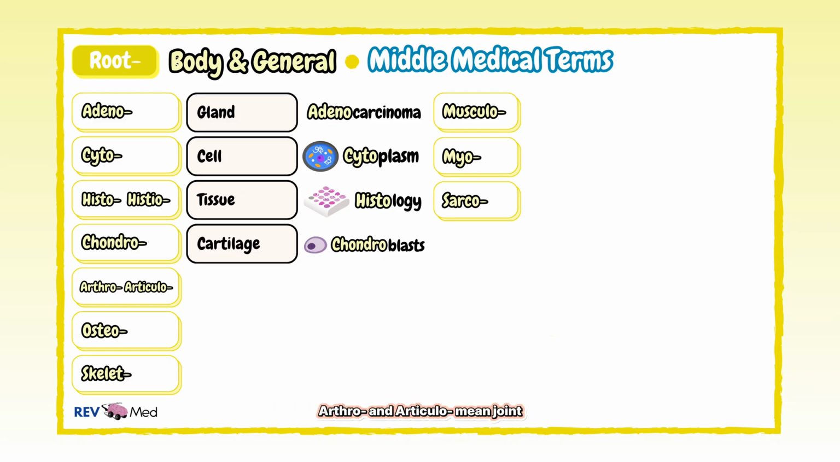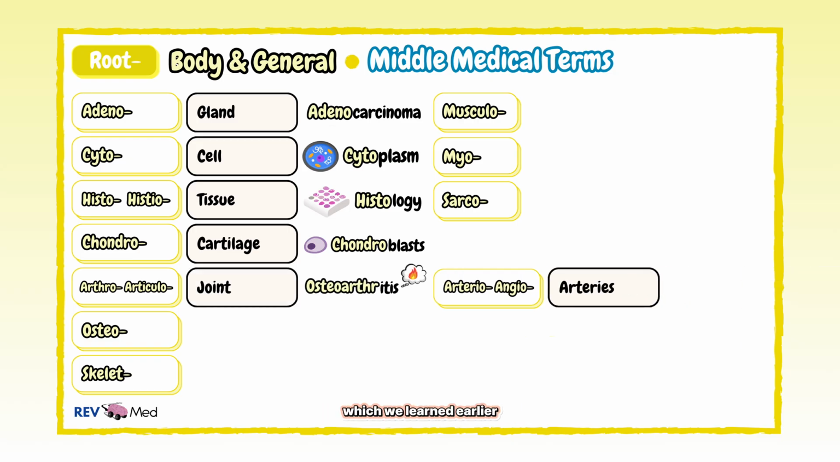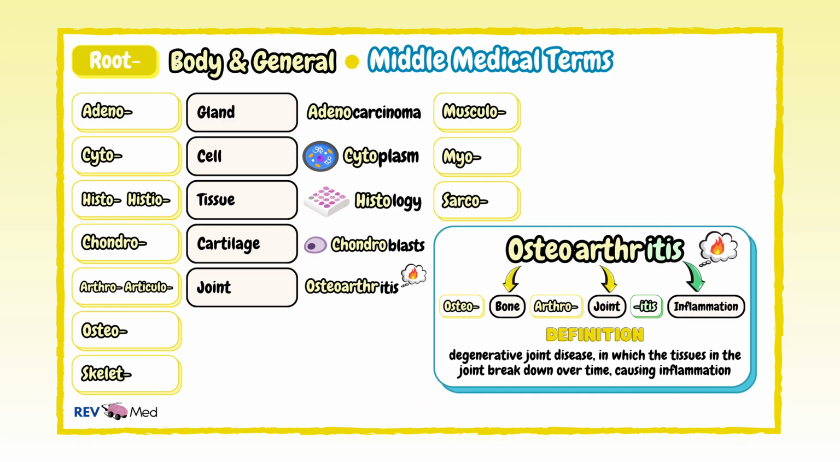Arthro and articulo mean joint. Don't confuse this with arterio, which we learned earlier to mean arteries. Let's see the example in osteoarthritis. We have the suffix itis, so we know inflammation. And coming up next, we also have the root word osteo, which means bone. So osteoarthritis is a degenerative joint disease in which the tissues in the bony joint break down over time, causing inflammation of the joint lining.